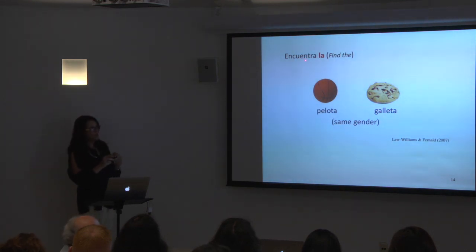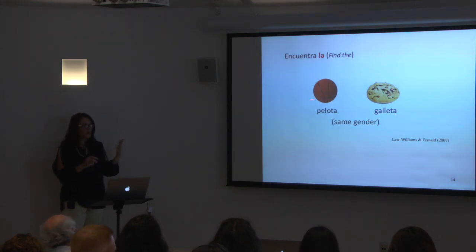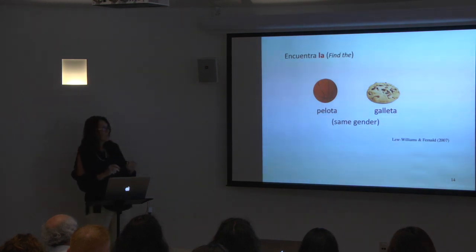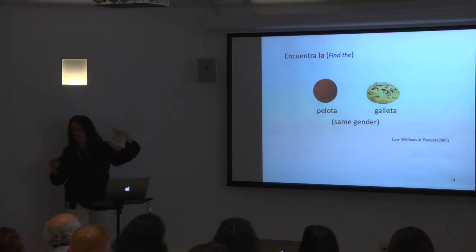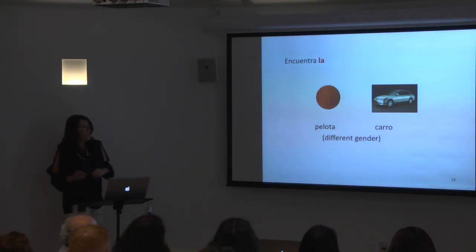So if I say encuéntrala, the expectation would be that because this is feminine and this is also feminine, I could just look at these two words back and forth until I actually hear what it is that I need to find. So this display is actually not informative concerning grammatical gender.